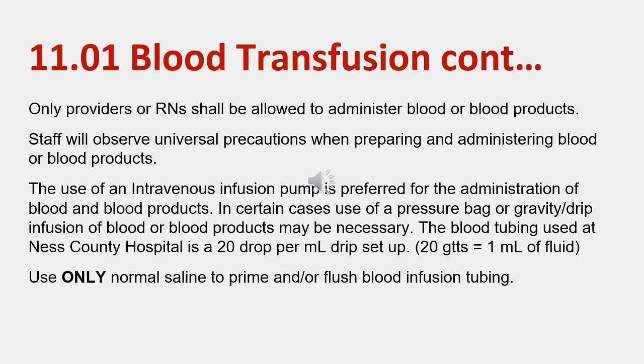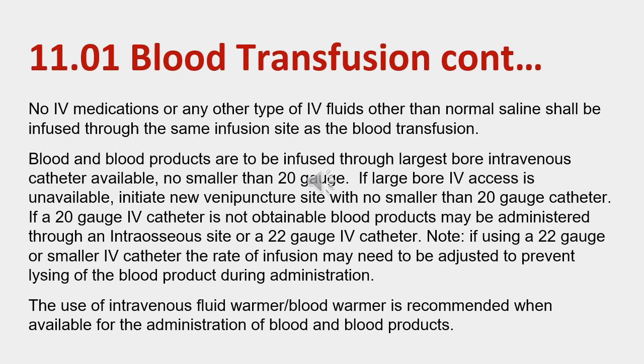Only normal saline is used to prime and flush blood infusion tubing. We do not use other IV solutions: D5W, D5NS, half normal saline, lactated ringers. Only normal saline is approved for use in the blood tubing. No IV medications of any type or IV fluids other than normal saline shall be infused through the same infusion site as the blood transfusion is going. It doesn't mean that you cannot use that IV site for something different before or after the transfusion, but not during the point in time that a transfusion of blood product is occurring.